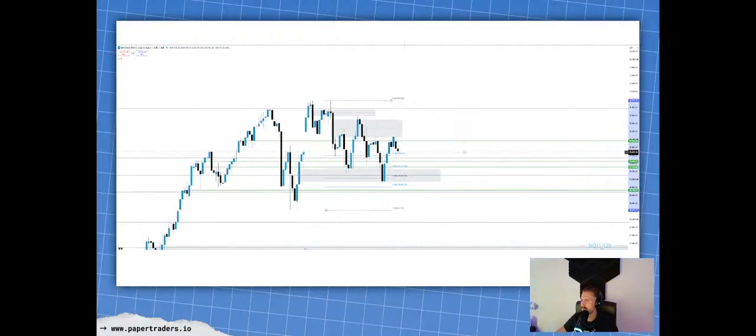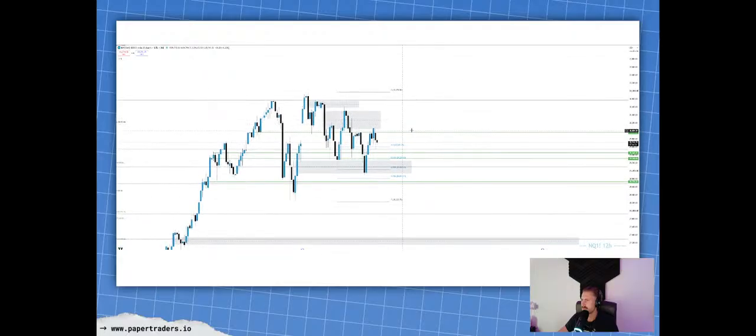Here you see on the 12 hours, seeing a bit of consolidation. You're rejecting this level, right? Look at that 29,962 rejection.